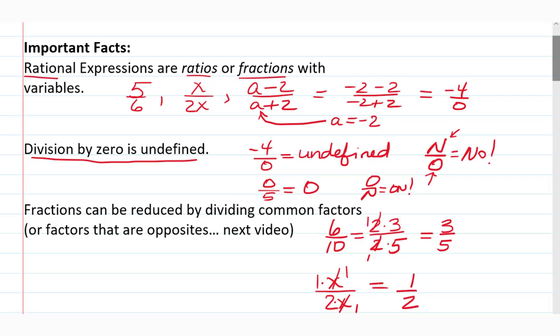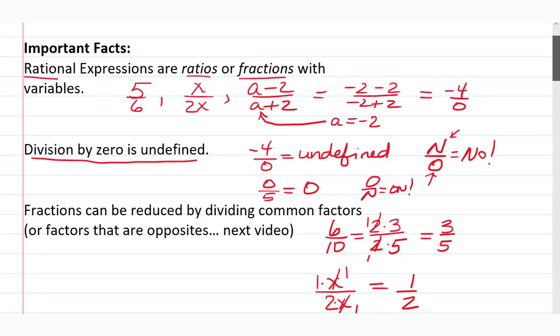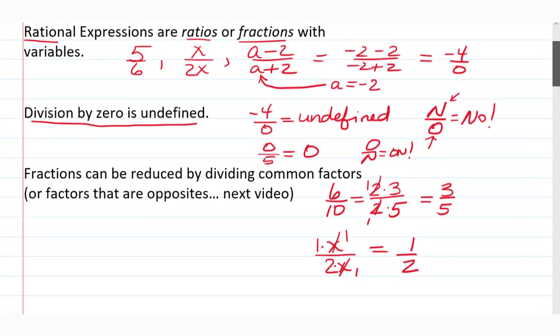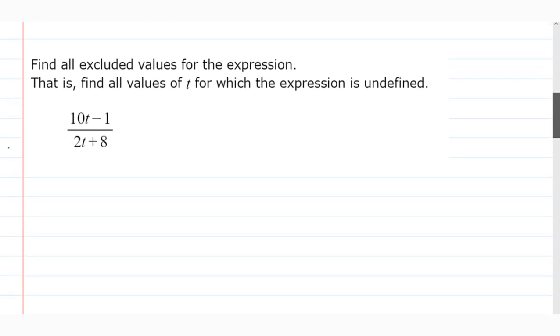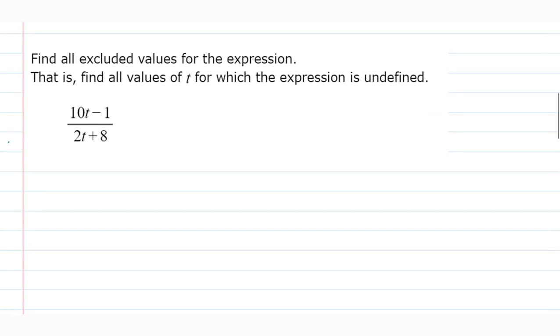So let's go ahead and start by looking at rational expressions and their restricted values, values that are not allowed, also called excluded values, and then we'll talk about reducing them. So if I asked you to find all the excluded values for the expression, what I'm saying is what values of t would make the denominator turn out to be 0? Remember, division by 0 is not allowed. So we would set the denominator equal to 0, and we would solve for the value of the variable that would make that expression equal 0.